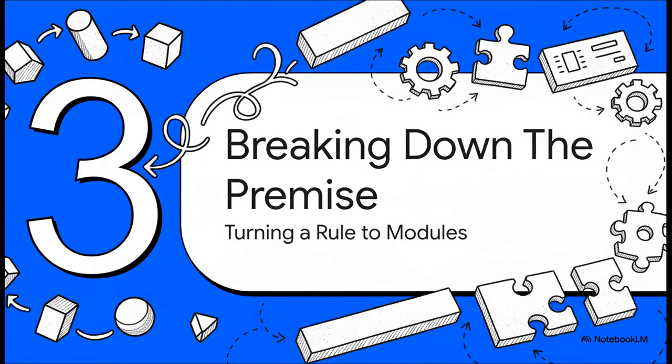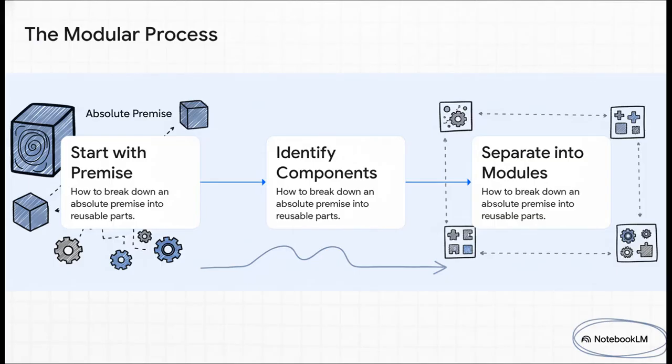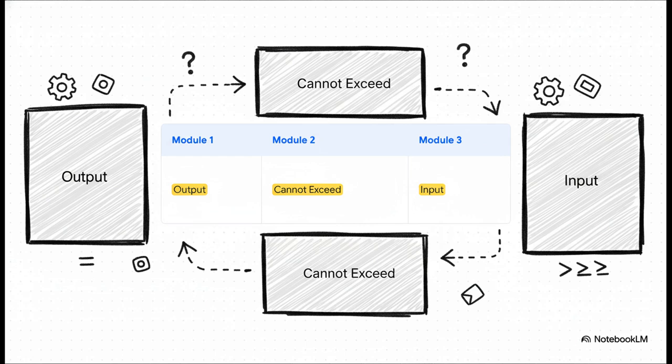Now, this brings us to the really clever part, the modular part of modular meta-reasoning. We're going to take that absolute rule and basically chop it up into flexible, reusable pieces. And you know what? The process is beautifully simple. You just start with your absolute premise, you figure out its essential parts, and then you separate those parts into their own distinct little modules. And boom, this is exactly what it looks like. Our premise, output cannot exceed input, gets broken down into 3 separate modules. Now, the best way to think about these is like empty boxes or containers. We've got a container for the output, one for the input, and a third that defines the unchangeable rule between them, cannot exceed. These are our building blocks.